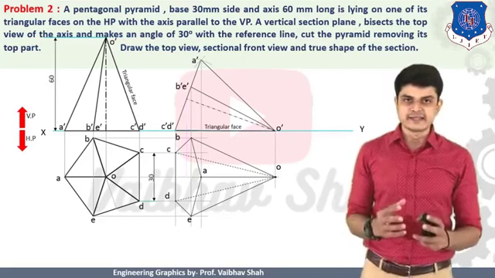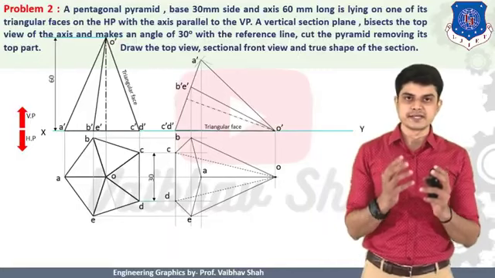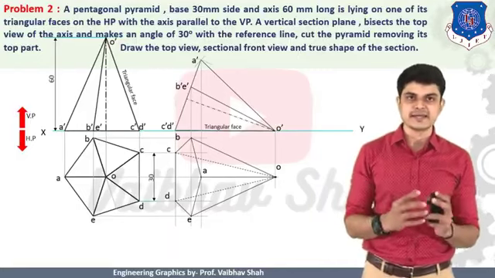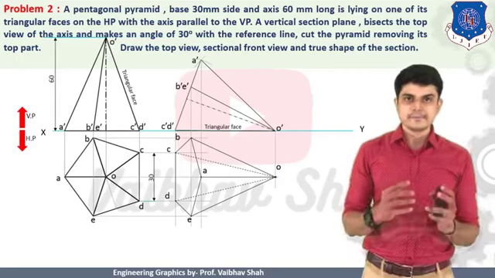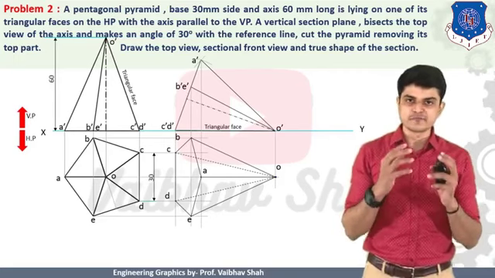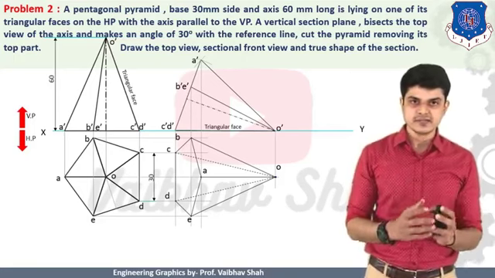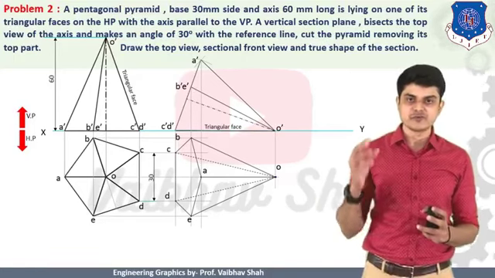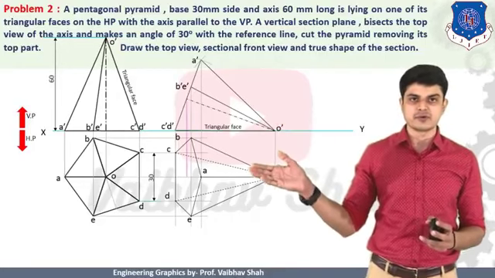So here, in the example, let us read the question. It is said that you should have a vertical section plane cutting in such a way that it is cutting the top view of the axis, and it is said that it bisects the top view of the axis and it is at 30 degrees with the reference line. So this is your top view. So let us find out first the axis of your object. We should transfer the point of axis onto your lines.